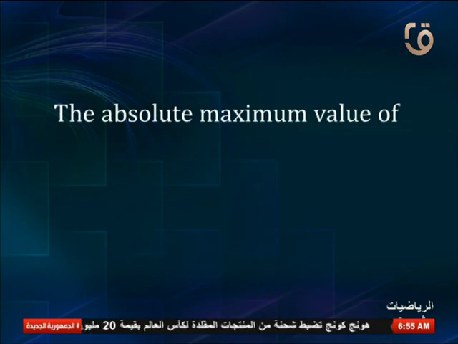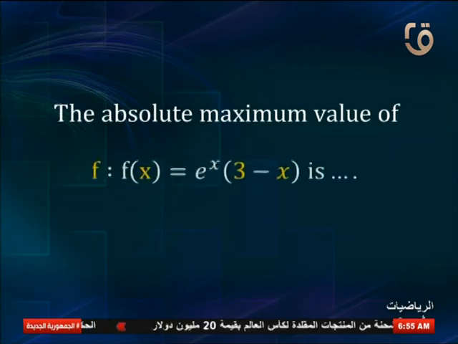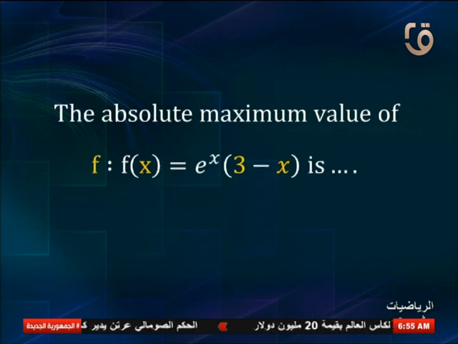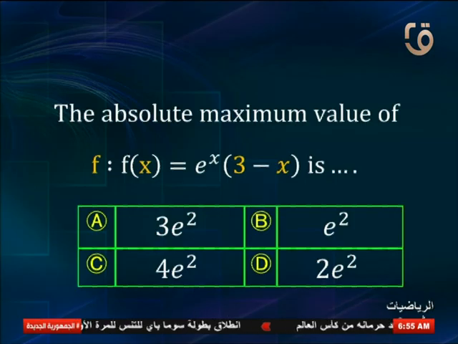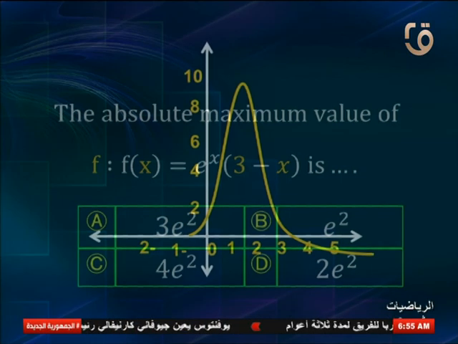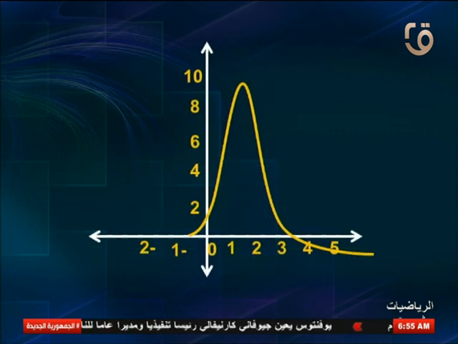Now we move to another example. The absolute maximum value of the function f(x) = e^x (3 − x) is: 3e², e², 4e², 2e². The required is the absolute maximum. For the absolute maximum, we need to find f', the first derivative. This sketch represents the function.